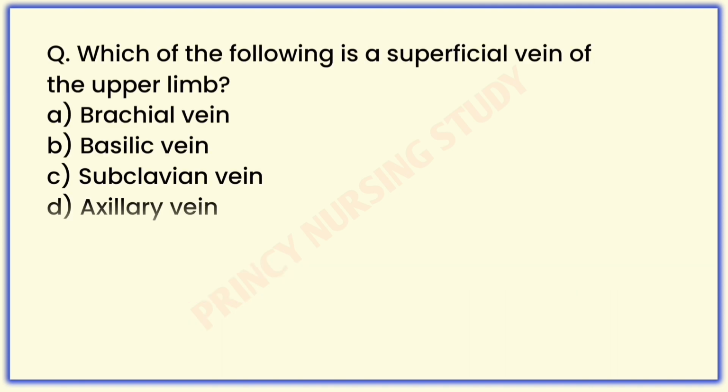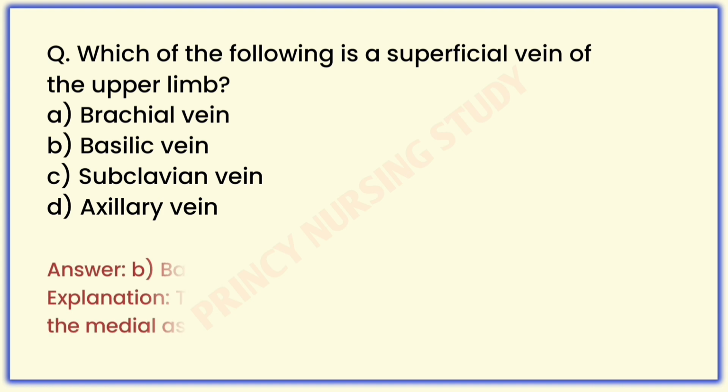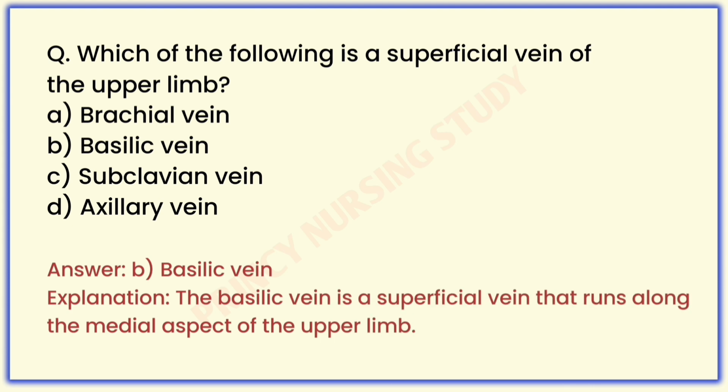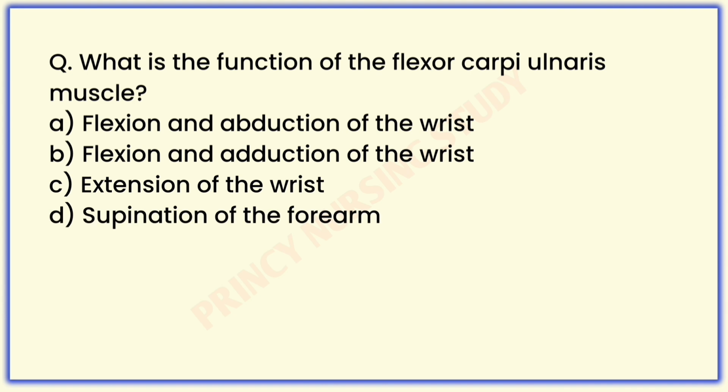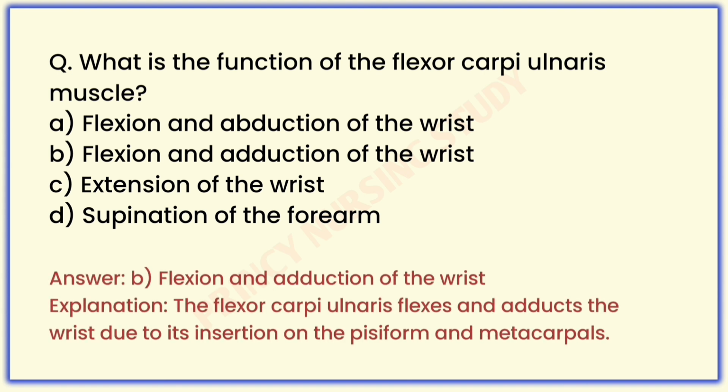Next question. Which of the following is a superficial vein of the upper limb? Correct answer is B. Basilic vein. The basilic vein is a superficial vein that runs along the medial aspect of the upper limb. Next question. What is the function of the flexor carpi ulnaris muscle? Correct answer is B. Flexion and abduction of the wrist. The flexor carpi ulnaris flexes and abducts the wrist due to its insertion on the pisiform and metacarpals.